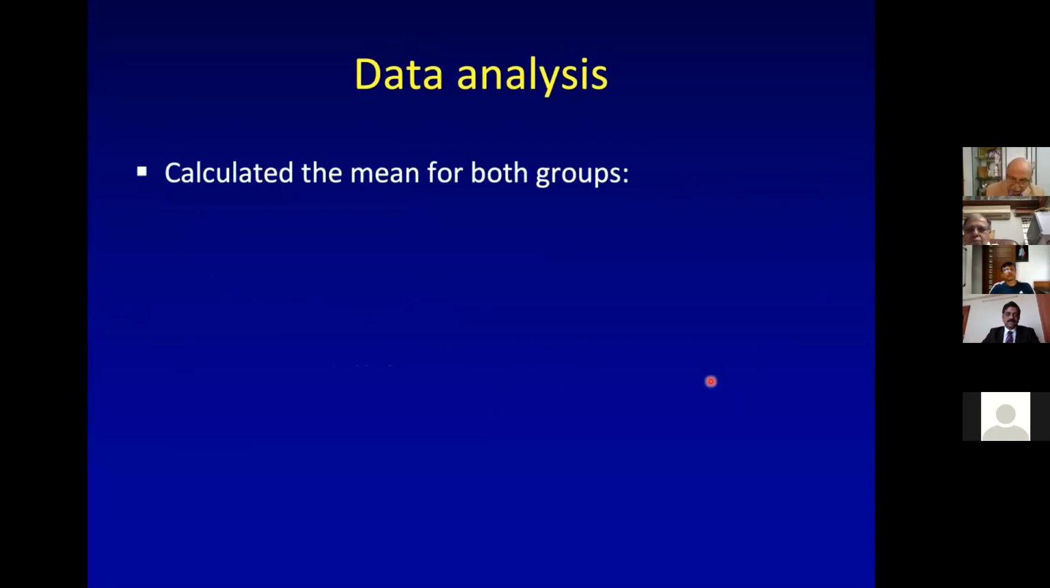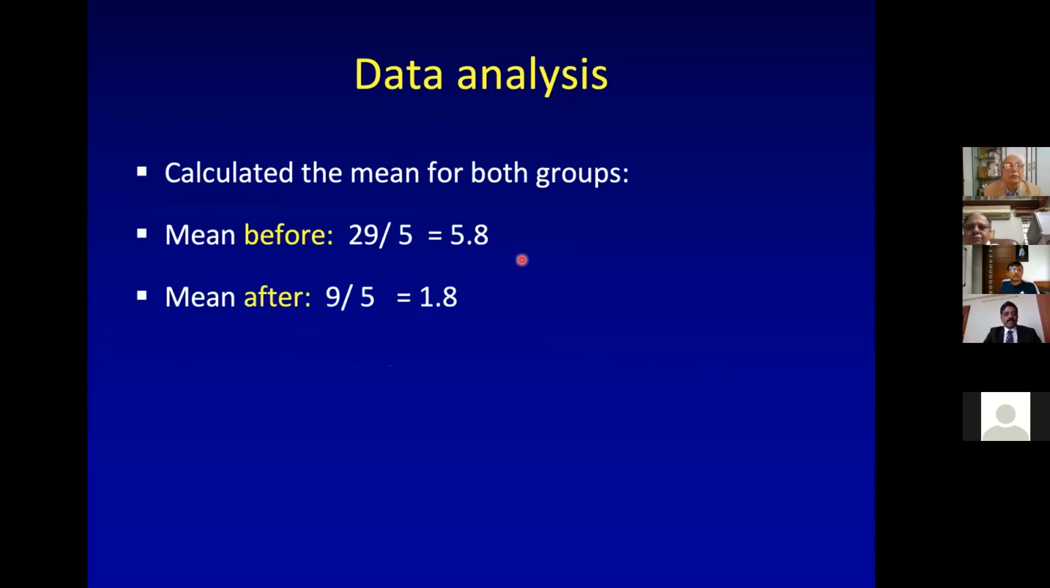How do we analyze these data? Right, we calculate the mean for both groups. The mean before was 5.8, right? In that first group, you would remember, you add up all of that, divide by 5, gives you 5.8. And after is 1.8, a difference of 4. So this seems to be, again, a very important difference. That's why I very carefully said important difference. The question is, is it statistically significant, right?